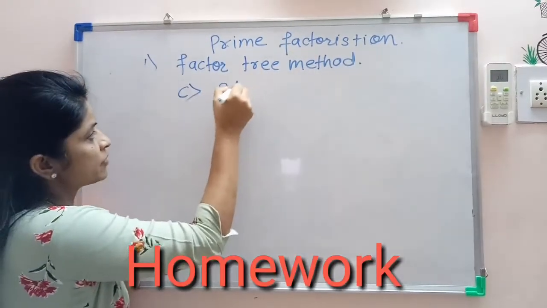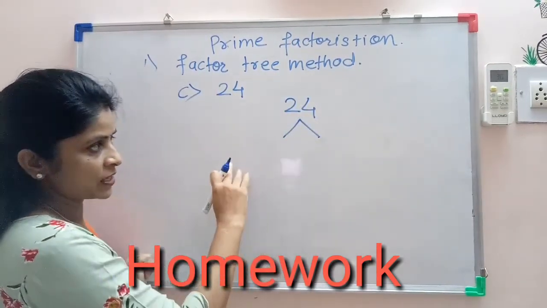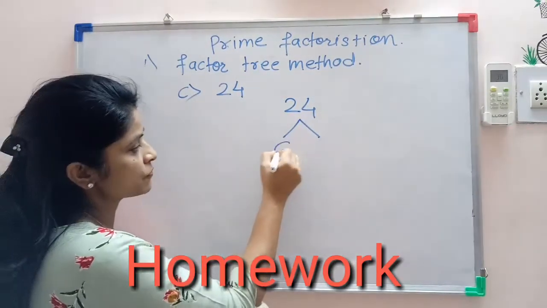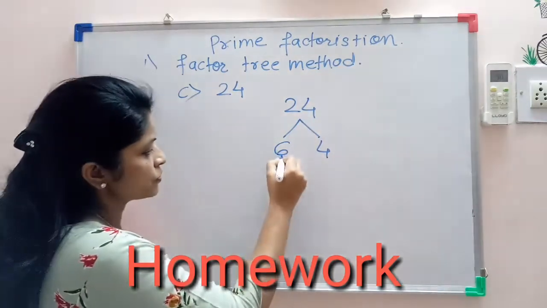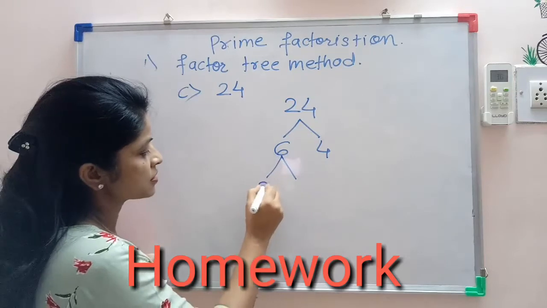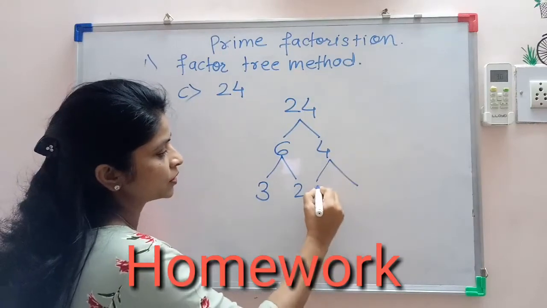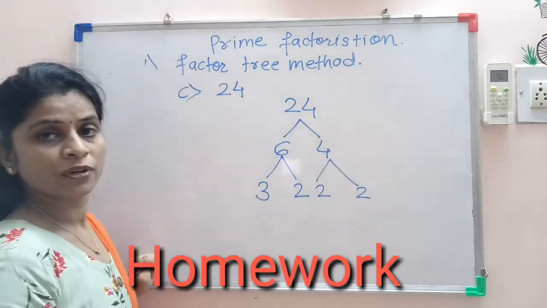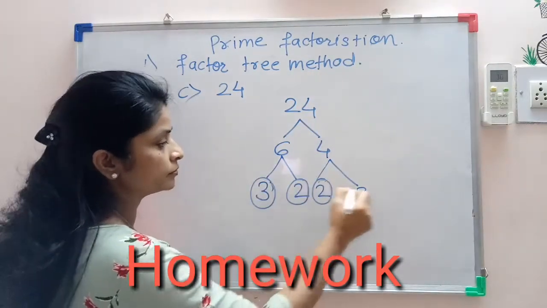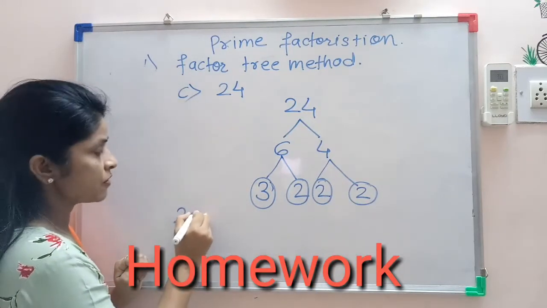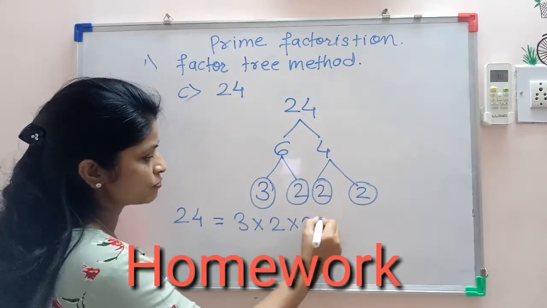Example: now make the factor tree of 24. First take any two factors of 24, that is 6 fours are 24. Now 6 and 4 both are composite numbers, so we will make the factors of 6, that is 3 twos are 6, 3 multiplied by 2 is 6, and 2 multiplied by 2 is 4. Now we got all the prime factors. Now we will ring all these prime factors. Now the prime factorization of 24 is 3 multiplied by 2 multiplied by 2 multiplied by 2.